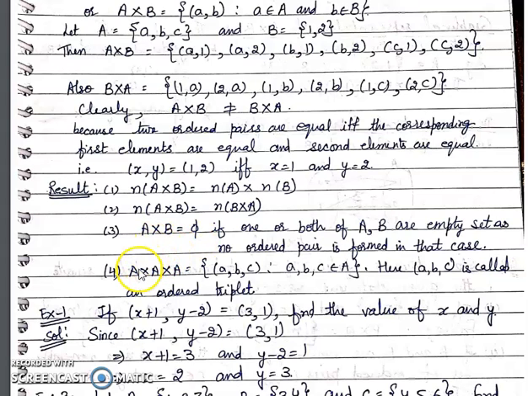Now, if we have the cross product of 3 sets, A cross A cross A, then it is the set of all the triplets (a, b, c), where a, b and c all these elements belong to A, because it is A cross A cross A. So a is in A, b is in A, c is in A. So here (a, b, c) is called an ordered triplet.